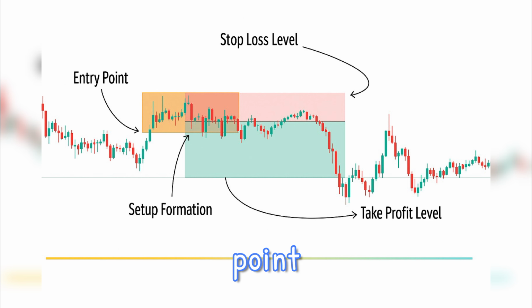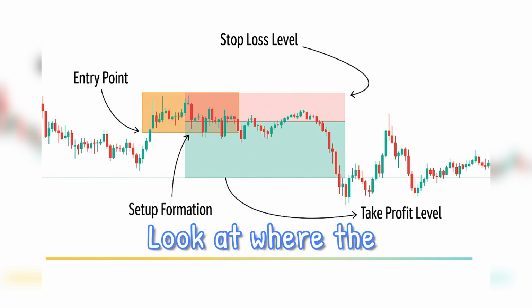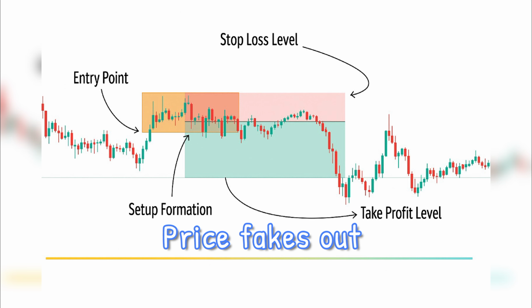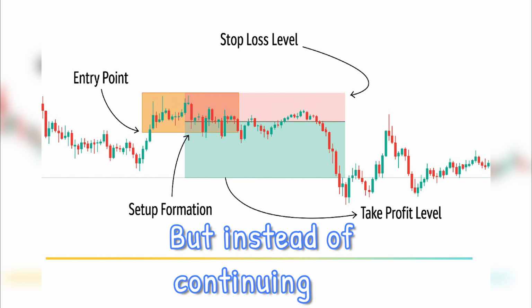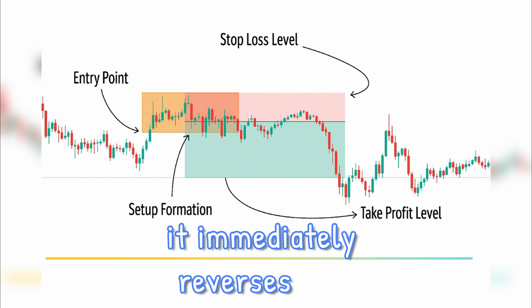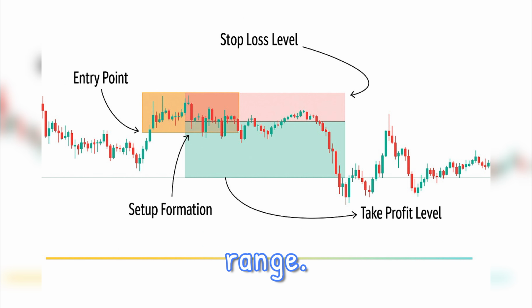Now, the entry point is crucial. Look at where the arrow points. Price fakes out above the range, triggering breakout buyers. But instead of continuing up, it immediately reverses and closes back inside the range. This is called a false breakout or a liquidity grab.